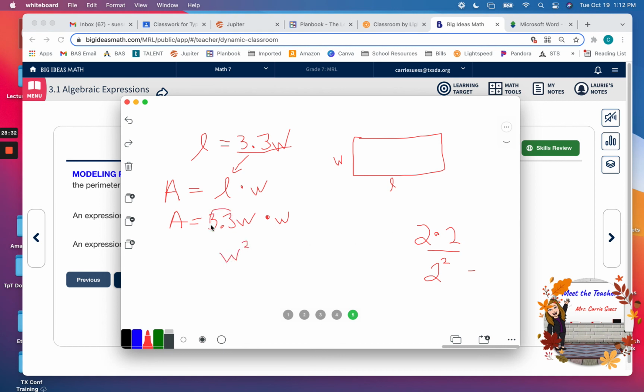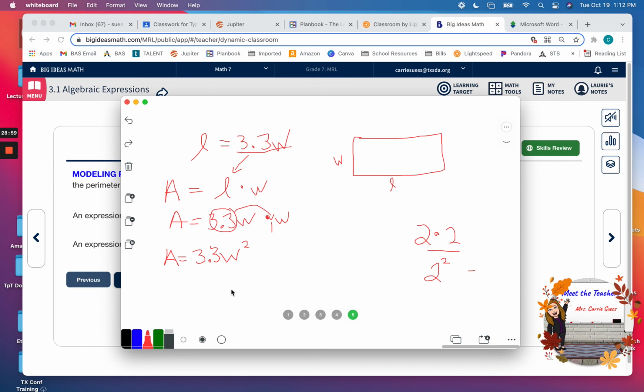The only catch is you have to put this, because you do the 3.3 times what's in front of the W, an imaginary 1. What's 3.3 times 1? It's just 3.3. So then the area is 3.3 W squared. Comprende? Any questions?